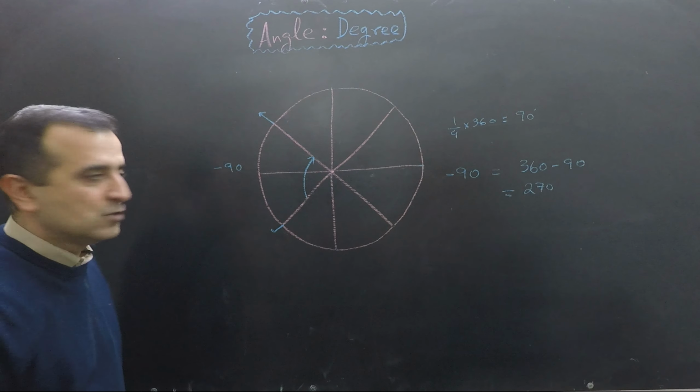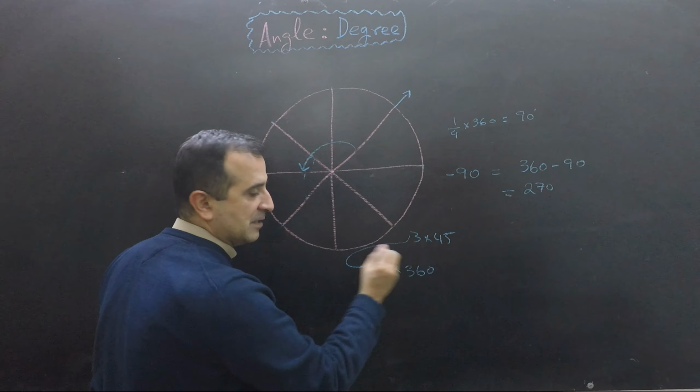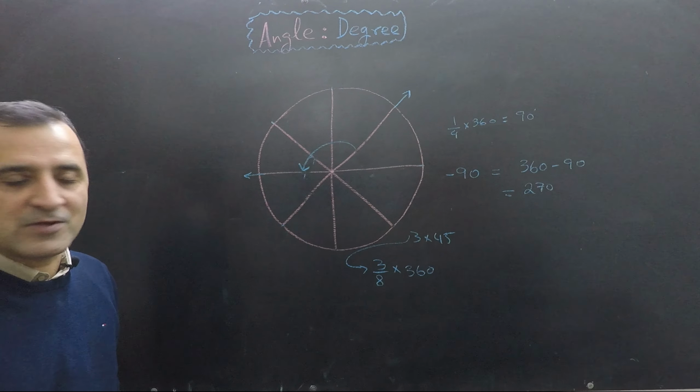Another way to measure it is that we say these are 3 parts. So in total we have 8 parts. So we have 3 over 8 times 360. And both should have the same answer, right? Otherwise we have done something wrong.